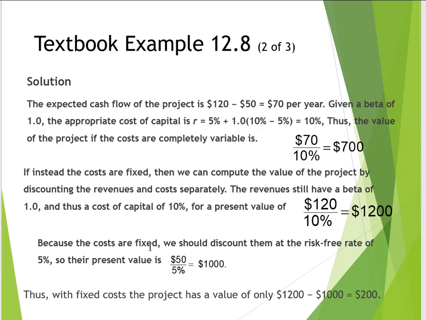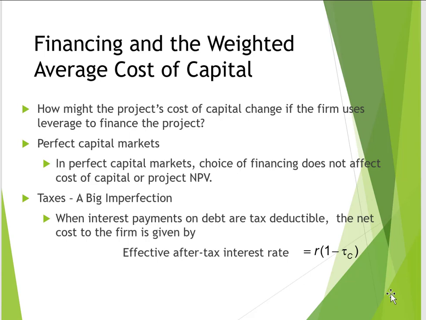So because the costs are fixed, we can't discount them at that rate, we should discount them at the risk-free rate. So their present value really is $1,000. So with the fixed cost of the project, a value of only $200, right? The project has a value of only $200. Why? It has $200 value because of the much lower risk-free cost of fixed assets. It's going to change the value of the assets.